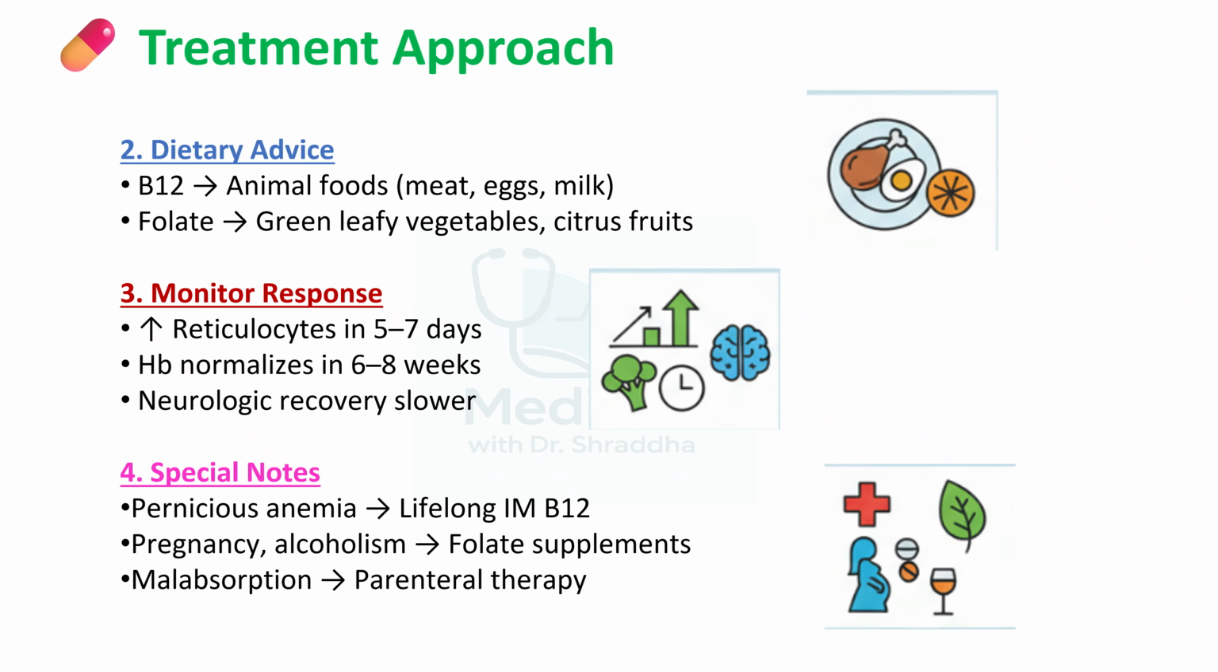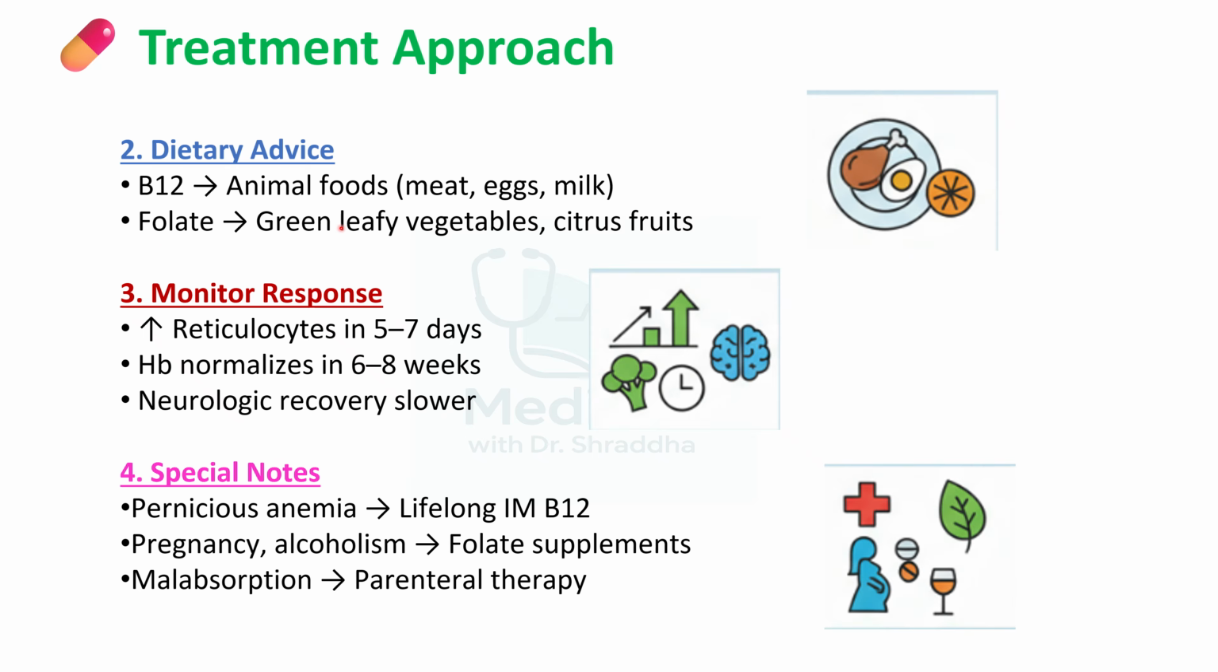So now that we have talked about diagnosis and dosing, let's break down the overall treatment approach for vitamin B12 and folic acid deficiencies. Dietary advice: always start by improving the patient's diet. It's a cornerstone of long-term management. Vitamin B12 is found only in animal-based foods like meat, eggs, and milk. So vegetarians and especially vegans are at higher risk of B12 deficiency.